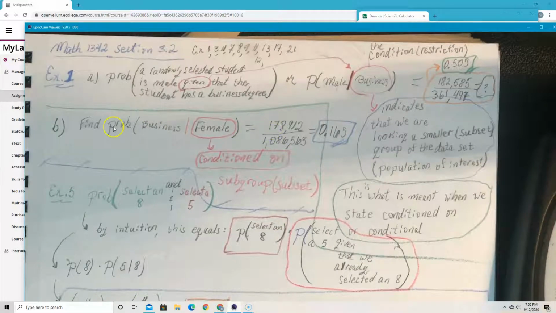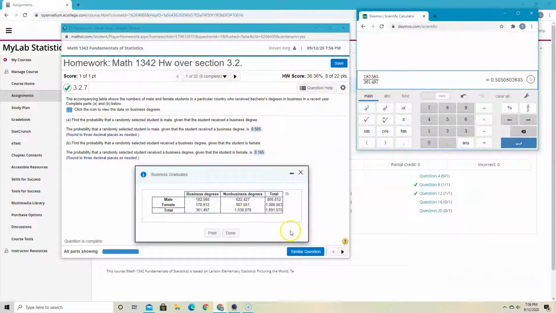So we have the probability that, given the student is a female, here's this conditioned on the subgroup, the subset, the female students, which are this many female students. What's the probability that out of this many, which are all the female students, what's the probability they would have a business degree? Well, there's this many female students that had a business degree. So it's this many chances out of this total number of females. And then we would put that in our calculator.